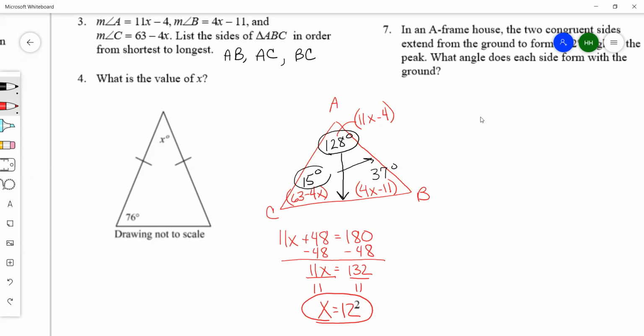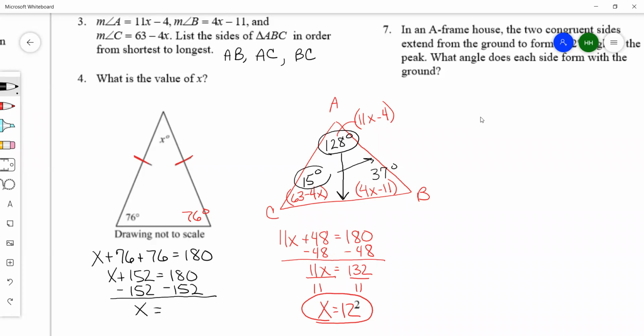Number 4, another isosceles triangle. The angles opposite the congruent sides are congruent. So if this base angle is 76 degrees, this angle is 76 degrees. So your equation is going to be x plus 76 plus 76 equals 180. So x plus 152 equals 180. You can subtract 152 from each side, and 180 minus 152 is 28. So here's your value of x for this triangle, 28. X up here equals 28 degrees.